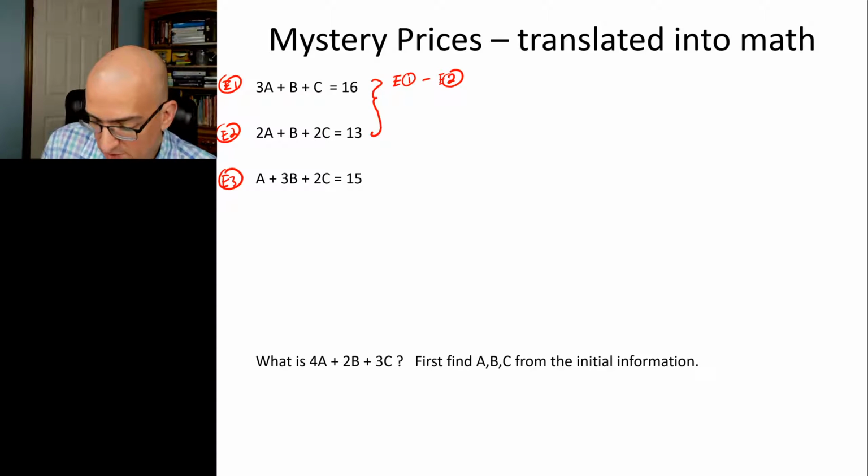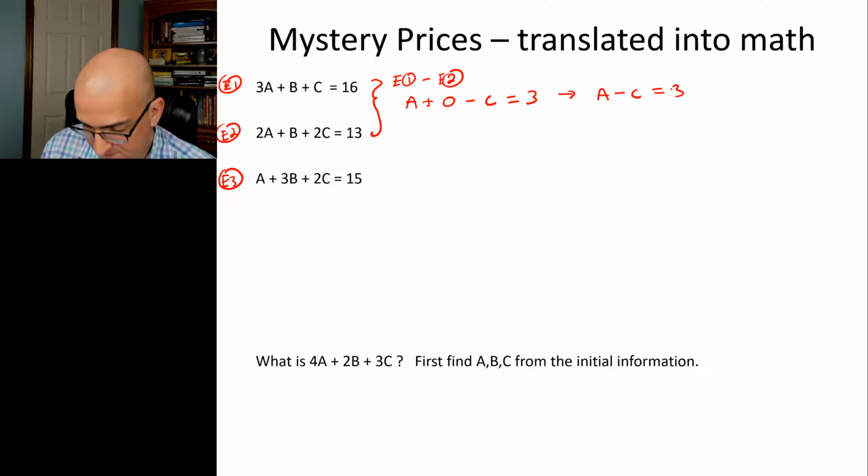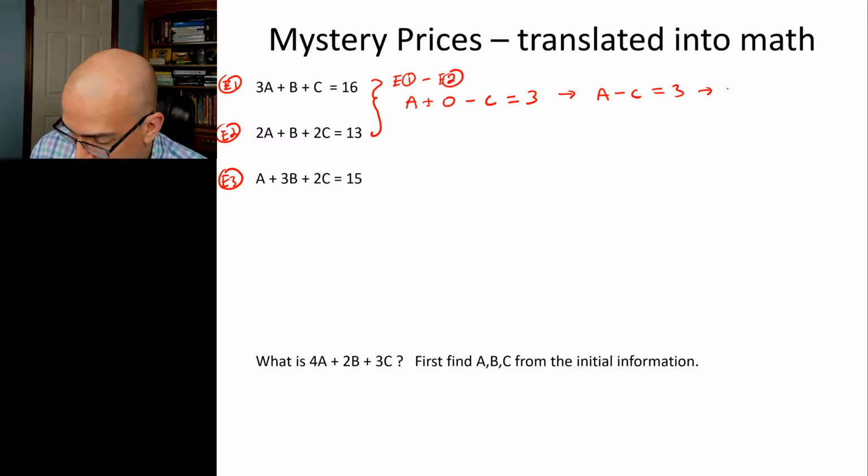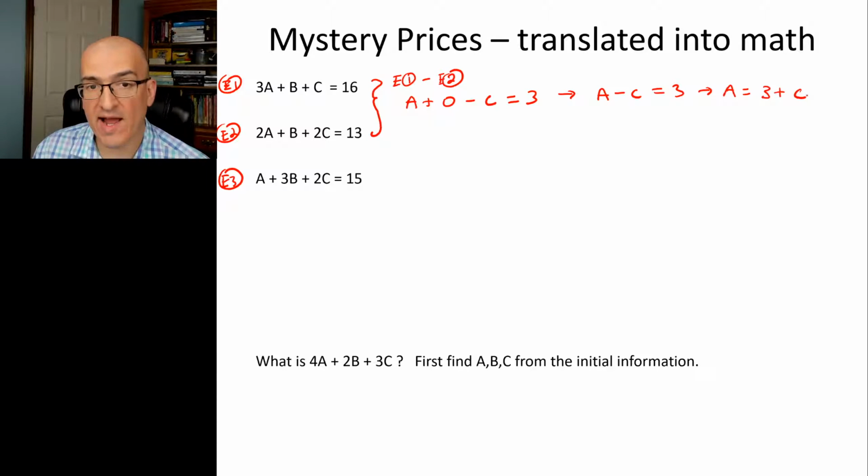So if we subtract equation 1 minus equation 2, we have 3A minus 2A, which is A, B minus B, which is 0, and C minus 2C, which is negative C. Then on the right-hand side, gotta be careful, I don't need a double equal sign. On the right-hand side, I have 16 minus 13, which is 3. So this is telling me that A minus C is equal to 3. I can isolate and get A in terms of C. A is equal to 3 plus C. I get that by adding C to both sides.